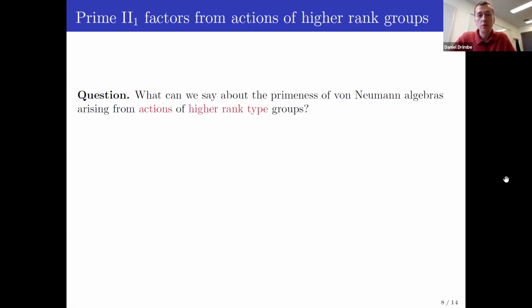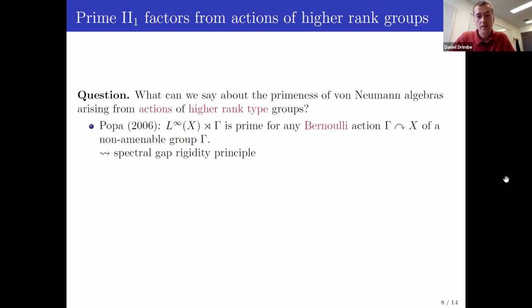Now we can also think about a similar question. We can make this analogy, again, to group measure space von Neumann algebras. What can we say about the primeness problem when we consider actions of groups of higher rank type? Here we have the freedom of imposing certain conditions on the actions. For instance, Popa obtained a very general result for Bernoulli actions. He showed that any Bernoulli action of a non-amenable group gives rise to a prime II1 factor. So here Gamma clearly can be a higher rank type group, an irreducible lattice, and so on. And he obtained this result by using his spectral gap rigidity principle.